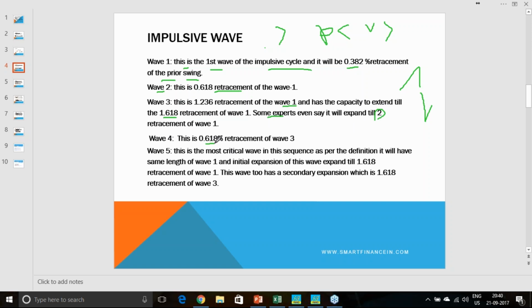Wave 4 is a 0.618 retracement of wave 3. Whatever wave 3 has given, 0.618 times it should retrace. Wave 5 is the critical wave. Initially it is the same length as wave 1. It expands till 1.618, which is the faster degree. Second degree expansion is 1.618. So this is what the impulsive wave pattern is.